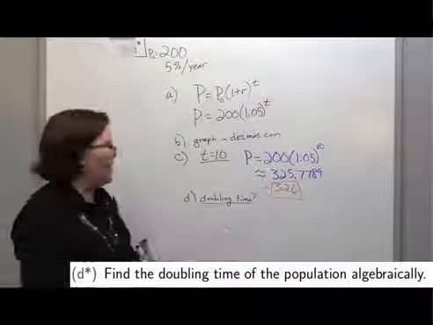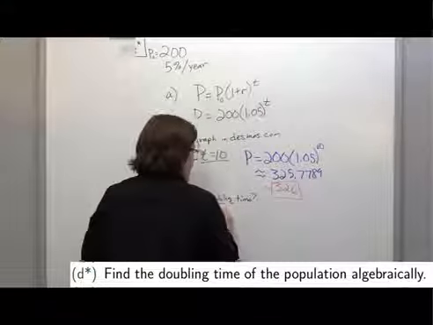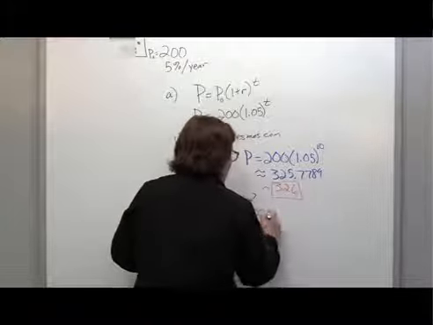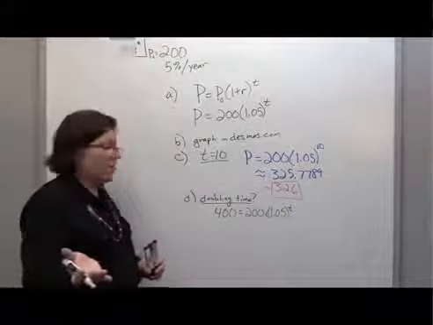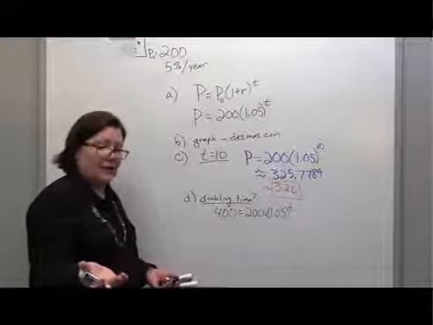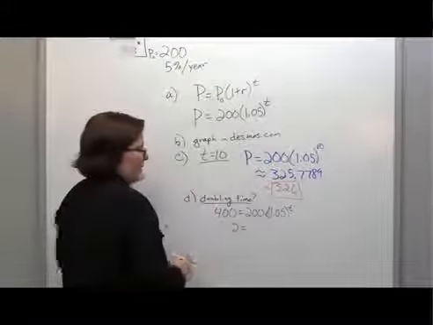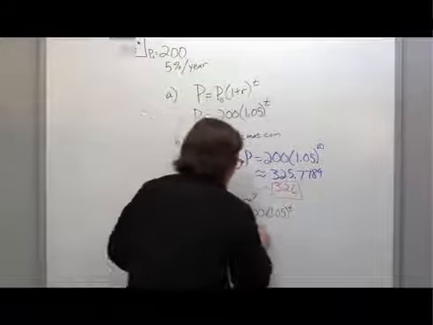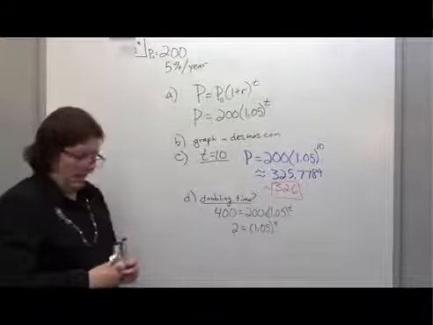So the doubling time, what they're asking for in this case, is when are we going to have a population of 400? So I could plug this in, like this. Or in any situation, sometimes you might not have an initial population, and you're going to start with an initial population of 1, and then you're asked for when you are going to have 2. Either way, if I divide both sides by 200, I'm going to end up with 2 equals 1.05 to the T. Now we want to solve for T.